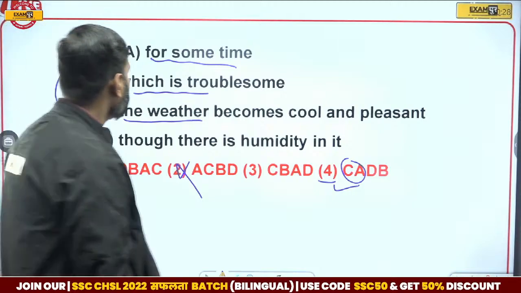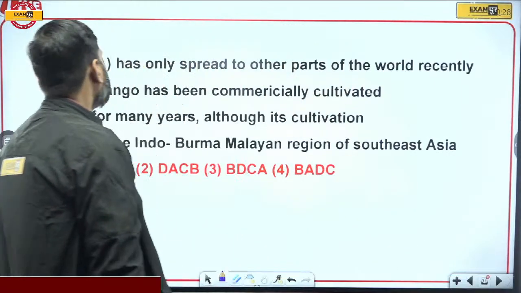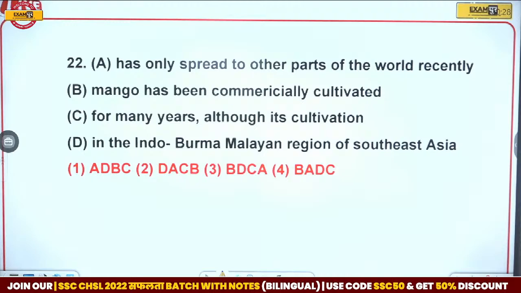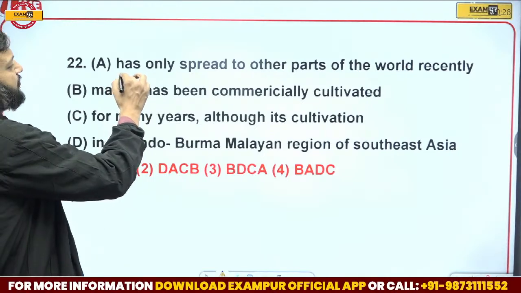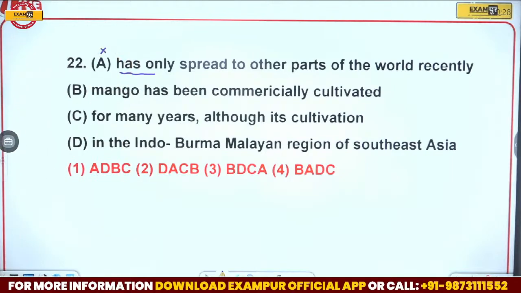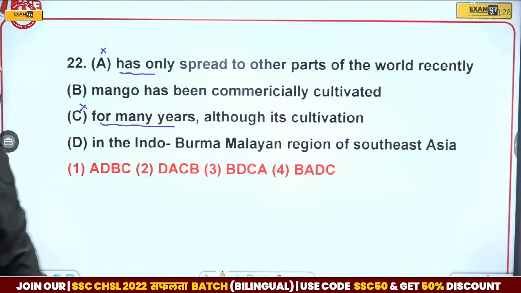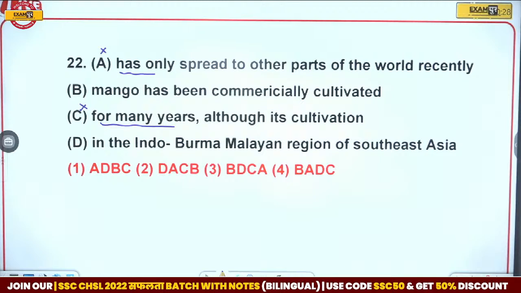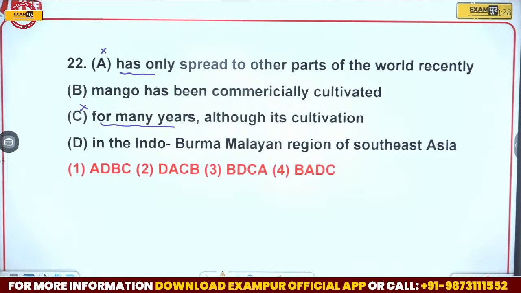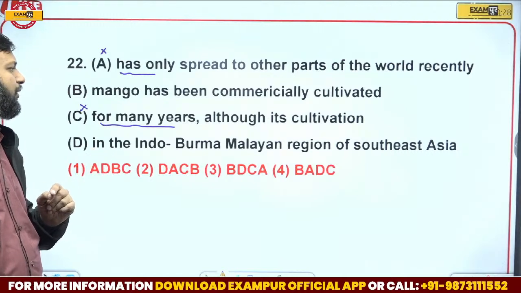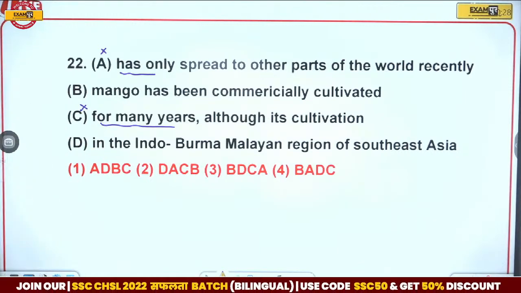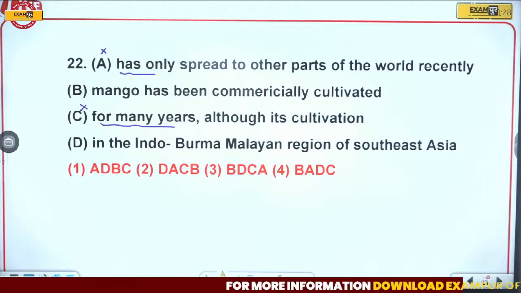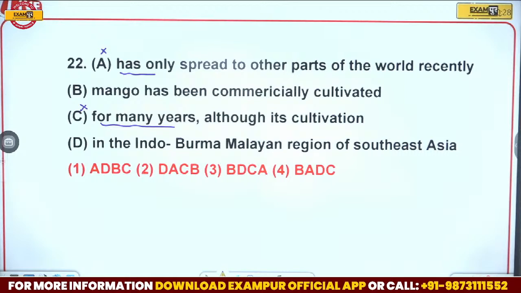Now, the next one. Has only spread to other parts of the world recently. See, this sentence cannot be the first sentence. Mango has been commercially cultivated for many years. For many years cannot be the first sentence. In the Indo-Burma Malayan region of Southeast Asia. Can this be the first sentence? No. The first sentence can be the B sentence. What is your answer? Your answer is 3. Okay.